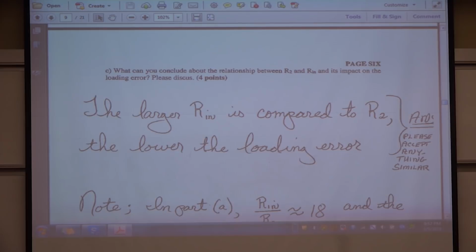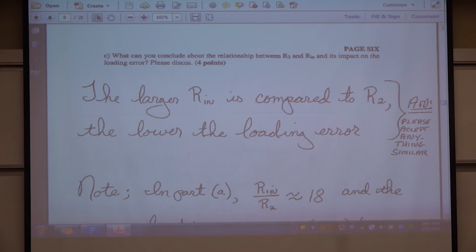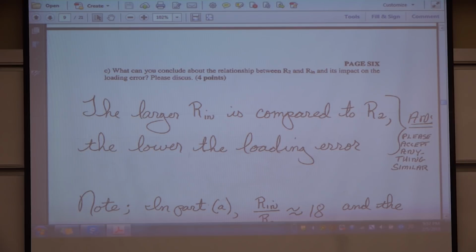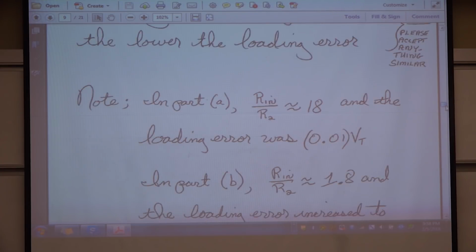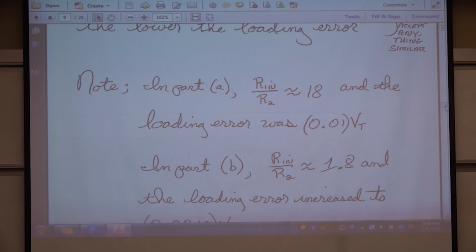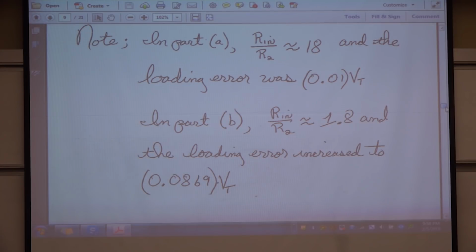So then I ask you what can you conclude about this? And this is exactly what you and I were discussing. I'll let you read this, my colleagues. It's in the notes here. But again, the larger Rin is compared to R2, or correspondingly, the smaller R2 is compared to Rin, the lower the loading error. In part A, the ratio of the two was about 18. The loading error was 0.01. And then we had a ratio of about 1.8, significantly less. And the loading error was roughly 8 times that.